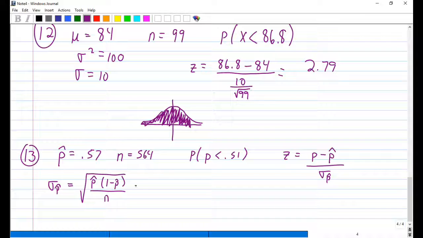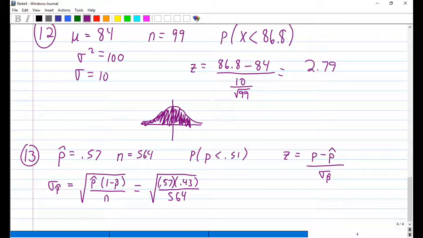I've already plugged all of these numbers in. I'll write them down just so you can see what I'm doing. So it's 0.57, that's p hat, times 1 minus p hat. So that will be 1 minus 0.57, well that's 0.43. And then we were given a sample size of 564.